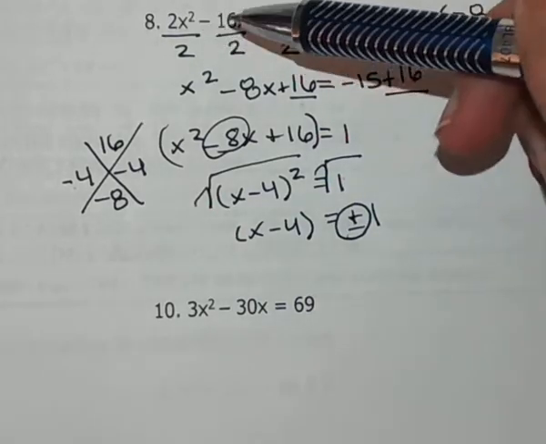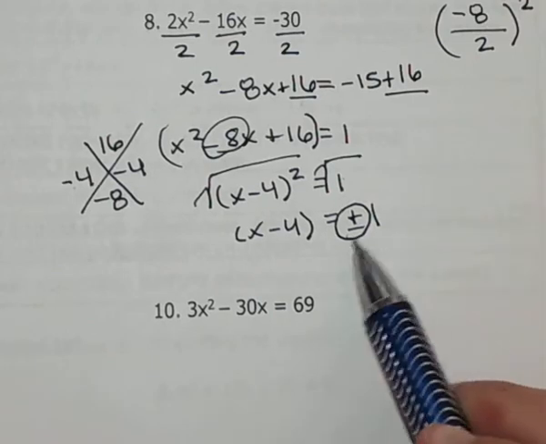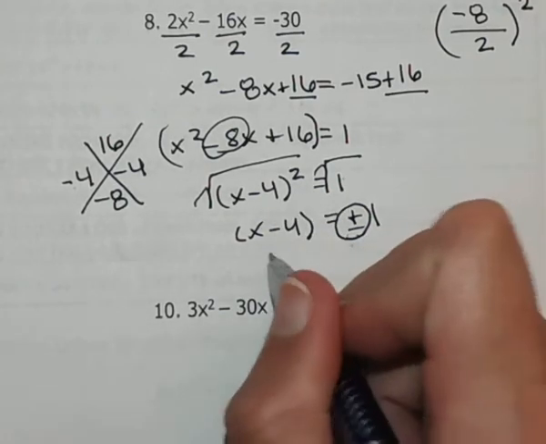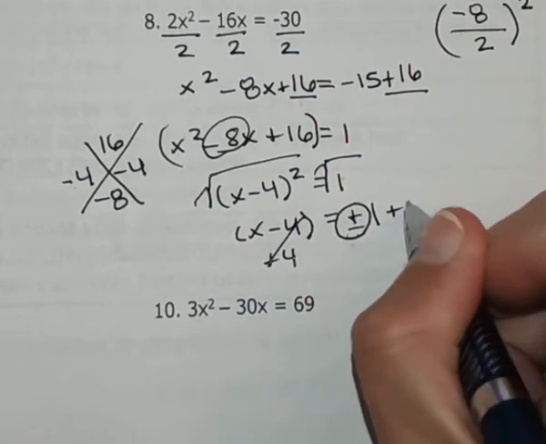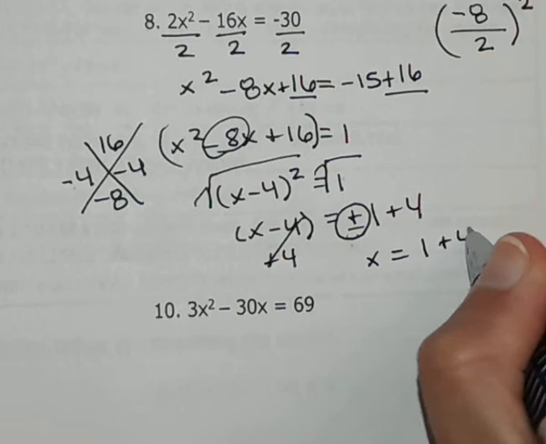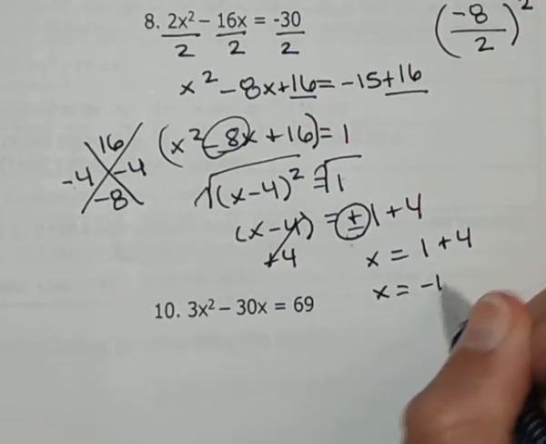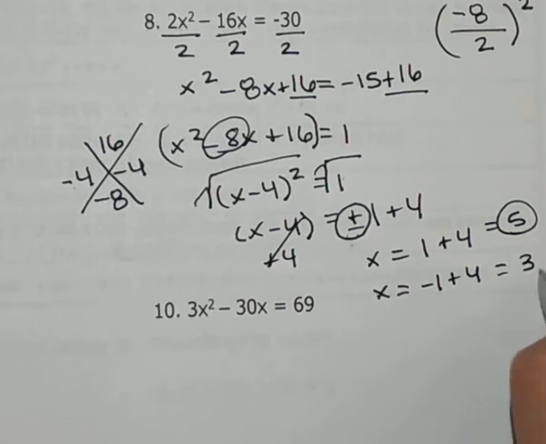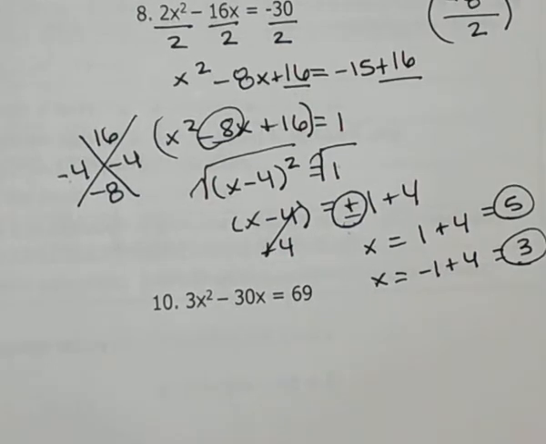Remember, every quadratic has two solutions. So if you don't put the plus or minus, you're losing an answer. Last step, solve for x by adding over your 4. So now we get x equals positive 1 plus 4 and x equals negative 1 plus 4. And plot the original in y equals and look at your x-intercepts and check and make sure you did it correctly.